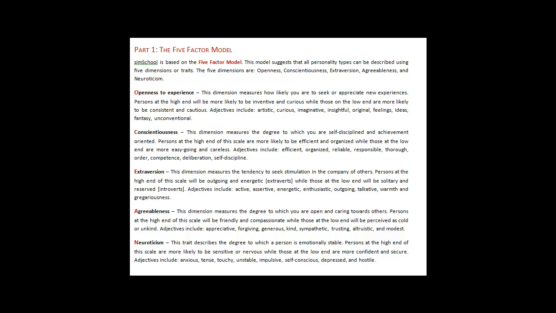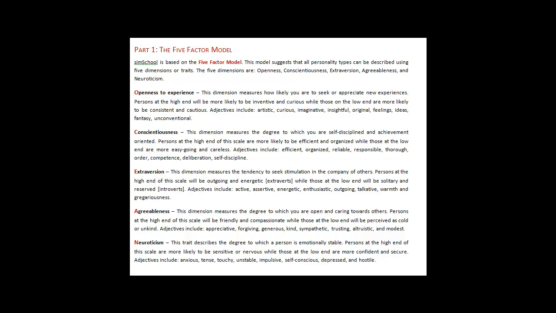Now, something to remember with the 5 factors is that being high or low, one's not more desirable than the other. It's just that you're going to lean more to one end or to the other. This is really just to describe you, not diagnose you.